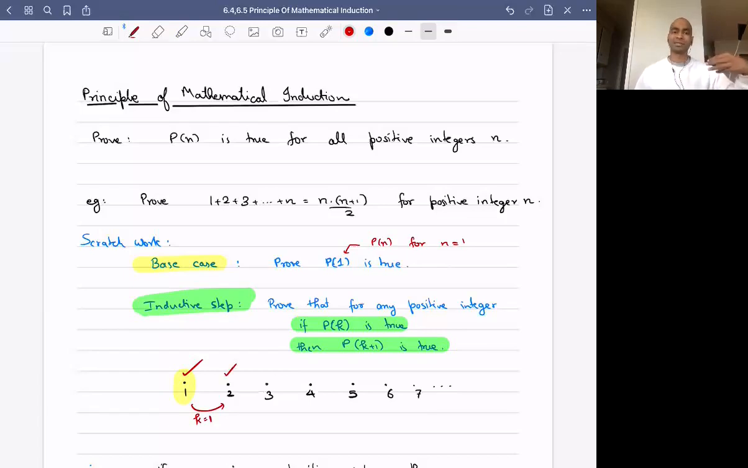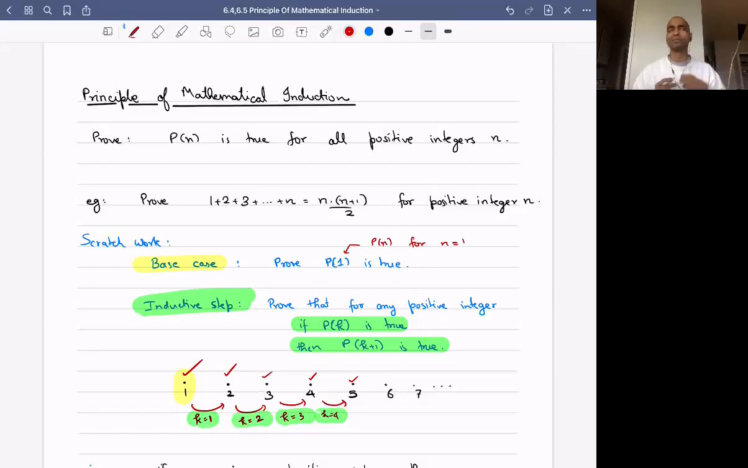Then I can use the inductive step on itself to prove that P3 is true. So now I'm plugging in k equals to 2 in the inductive step. Now I can use it again to say that P4 is true. I can use it again to say that P5 is true. And you can see that this will hit every positive integer, and so the statement will become true for all positive integers. And that's the idea behind induction.